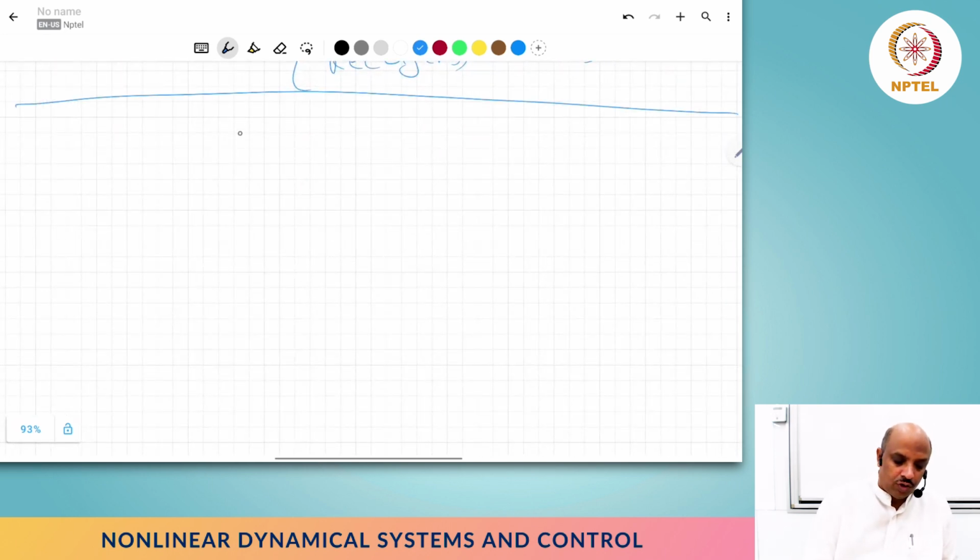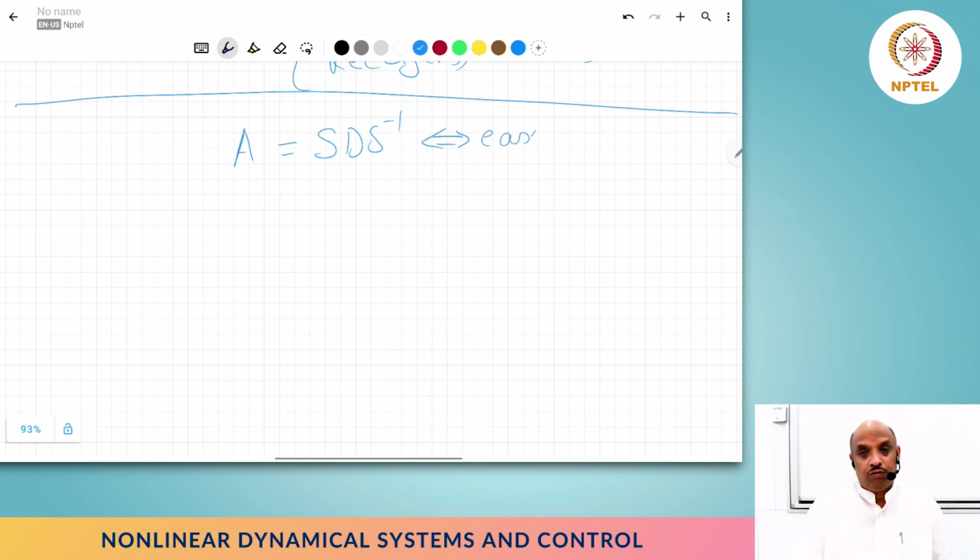So all this boils down to the following: if A is equal to SDS inverse, easy. And then we use this similarity transformation and things like that. But what about systems that may have some features that we just saw in terms of non-diagonalizability? Well, nice thing about this is there's something called Jordan decomposition, my favorite decomposition when it comes to matrices.